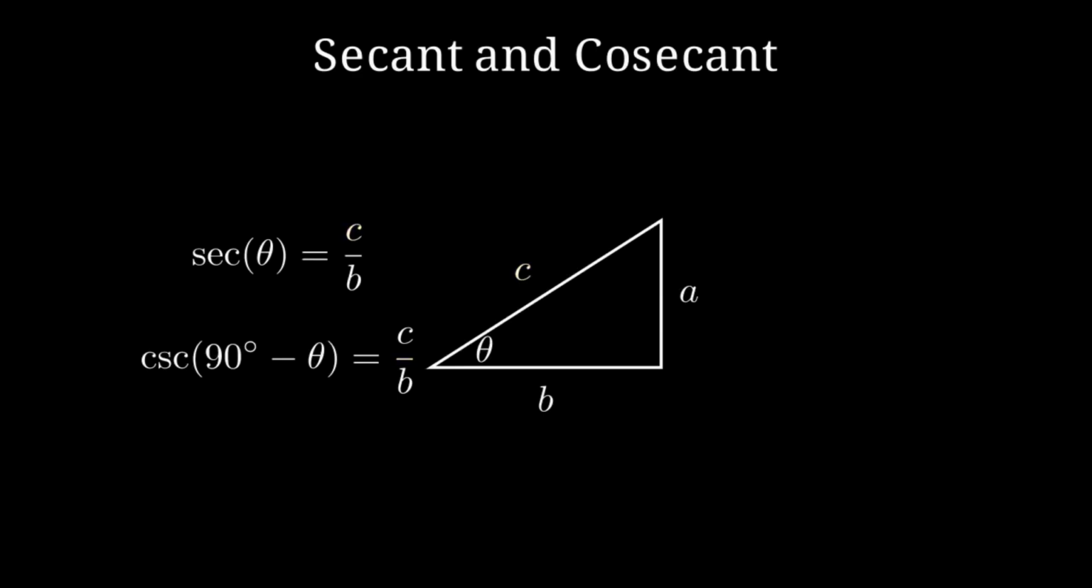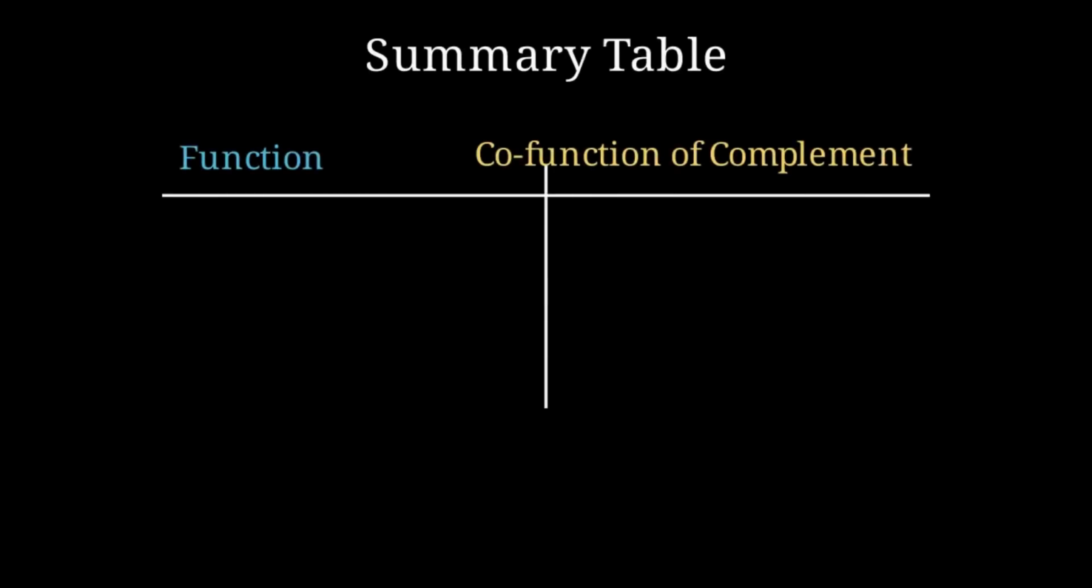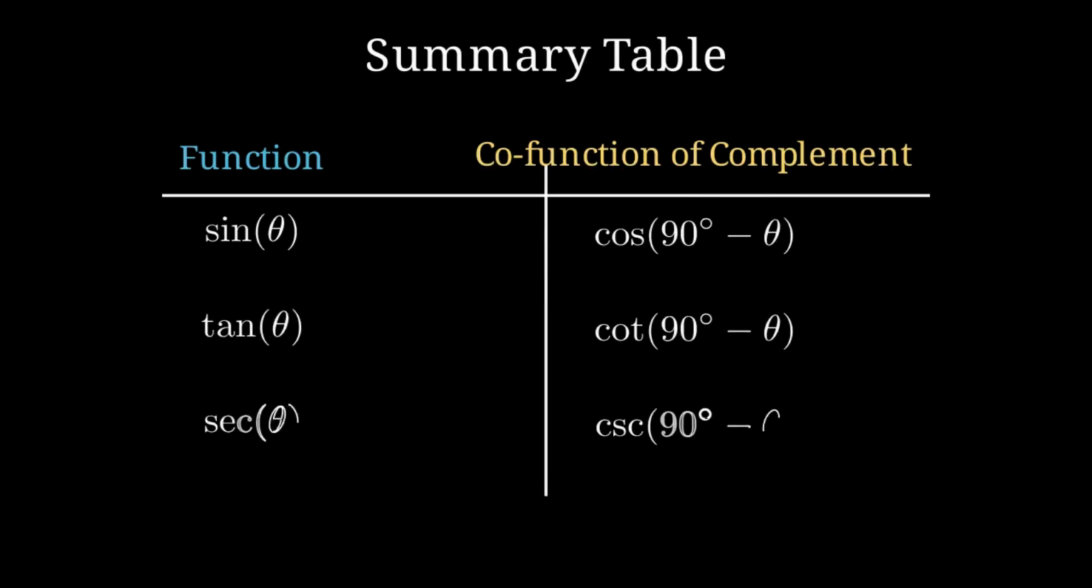Understanding these three pairs, sine-cosine, tangent-cotangent, and secant-cosecant, is essential for simplifying complex trigonometric expressions and solving equations efficiently. To keep these straight, remember that every co-version of a function is just the original function applied to the complementary angle. This symmetry is one of the most elegant parts of basic trigonometry.